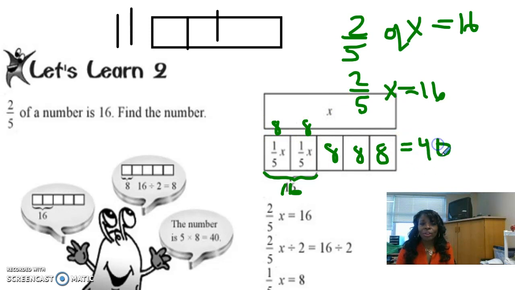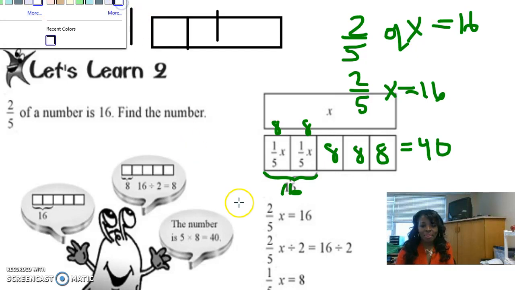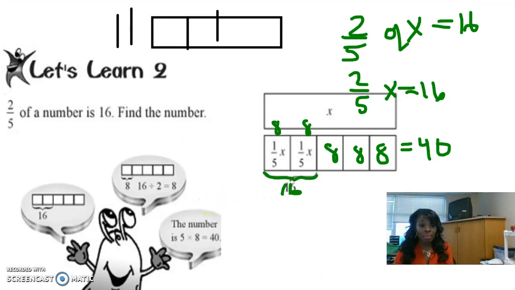But now let's do the algorithm. And Miss Littles wants you to do it this way. So I'm going to cover this back up. And I am thankful for the snail's input. But here's how we are going to do it.